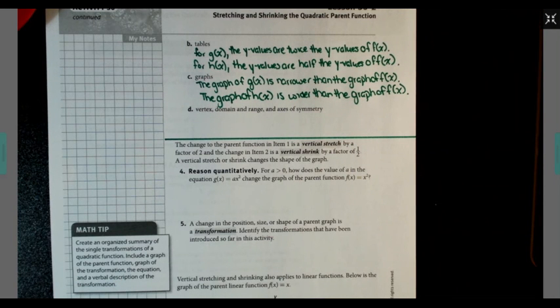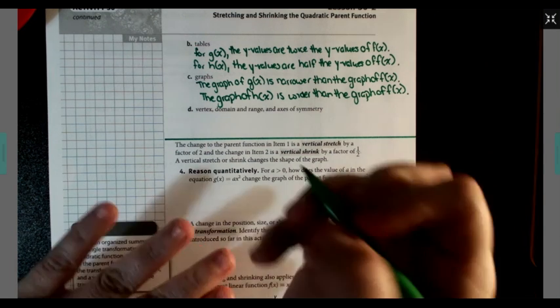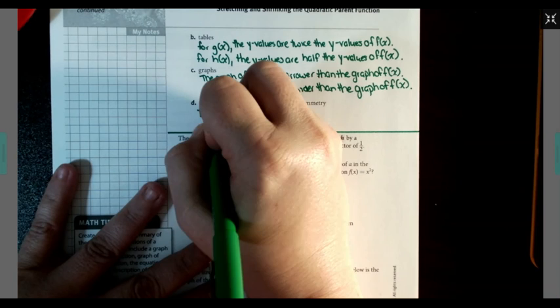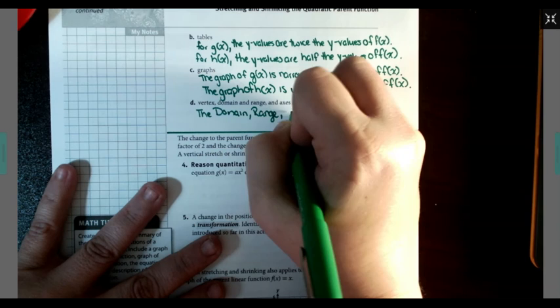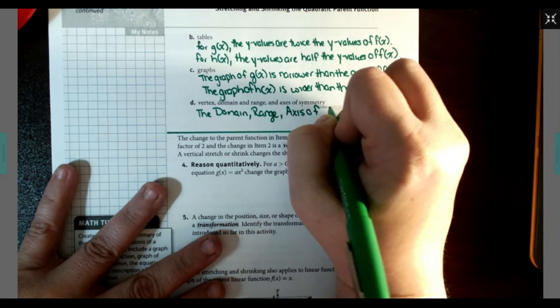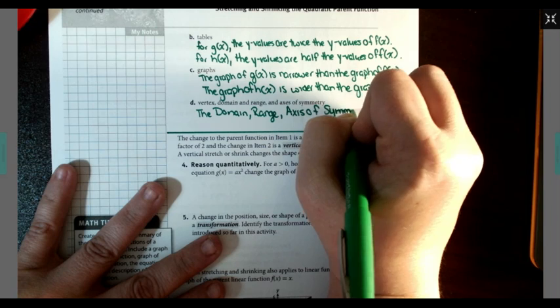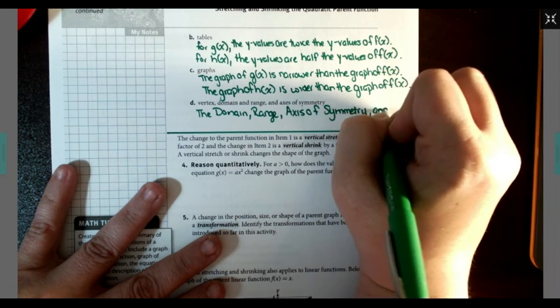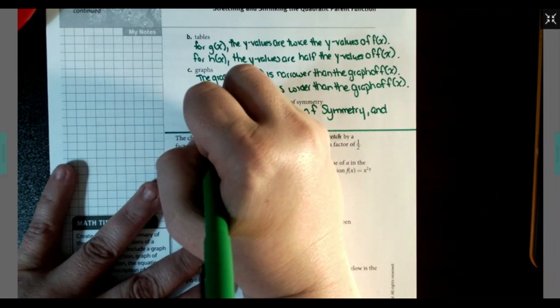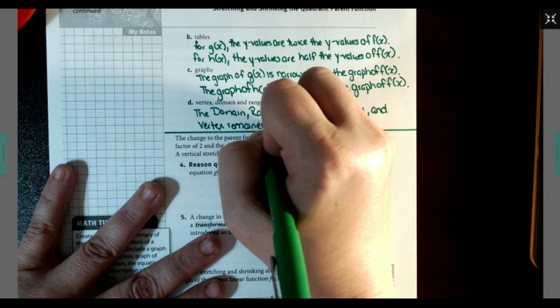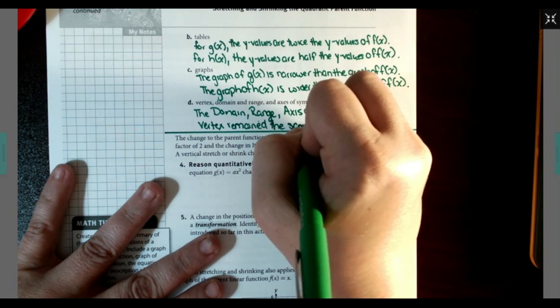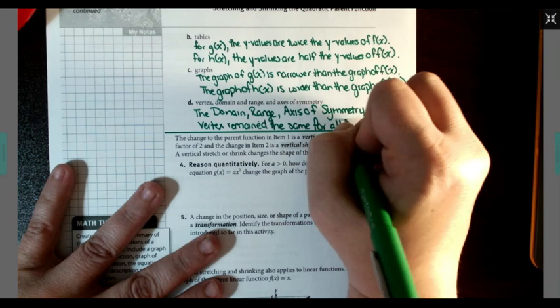What changes did you notice in the vertex, domain, and range and axis of symmetry? The domain, range, axis of symmetry and vertex remain the same for all three functions.